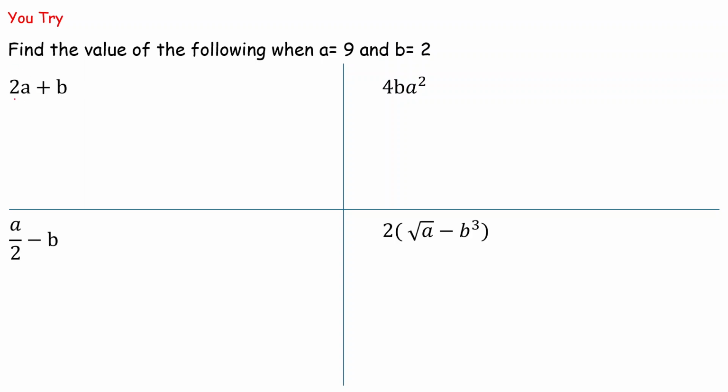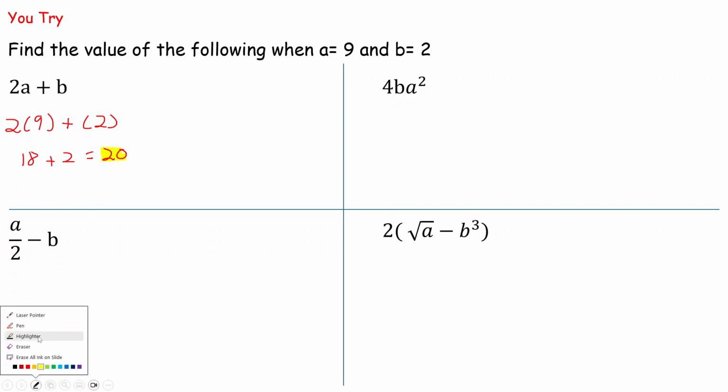The first one is I've got 2 times A plus B. So I've got 2 lots of A. A is equal to 9, so I substitute in A as 9, and I'm adding on B. Well, B is equal to 2, so plus my B value, which is 2. 2 times 9 is 18, plus 2, 18 and 2 is equal to 20. So that is your first answer. Again, just getting in the habit of using brackets, good thing to do.